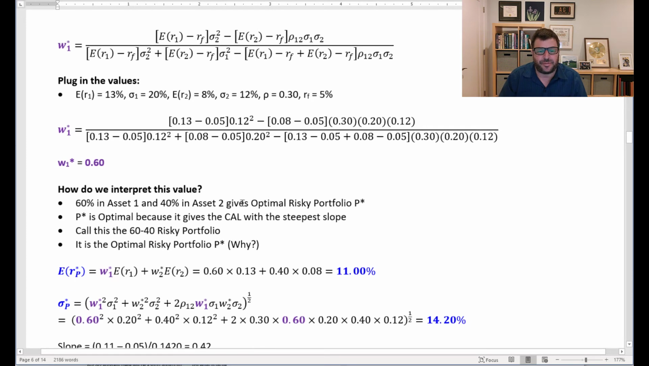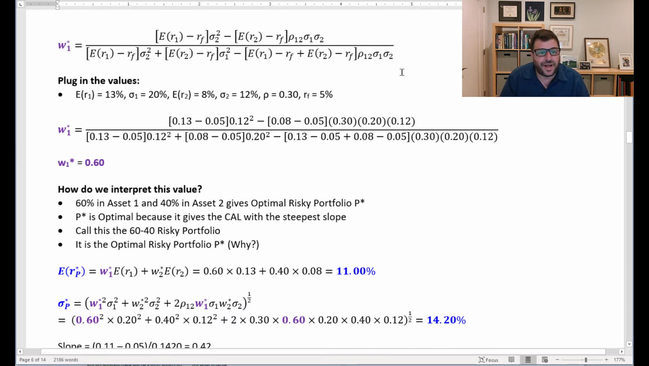And I'm not going to make you plug this in a calculator. We'll do this on a computer, otherwise you're going to get too many fat finger errors. So here is what I have. I have W1 is equal to the risk premium of 1 times the risk of 2, the risk premium of 2 times the correlation and the standard deviations, and then all this junk in the denominator.